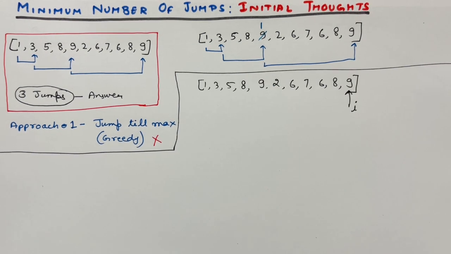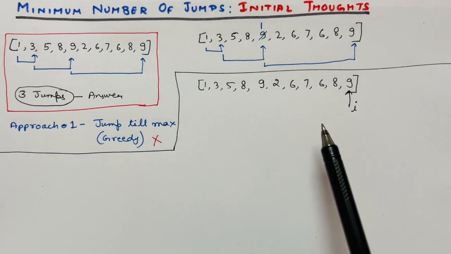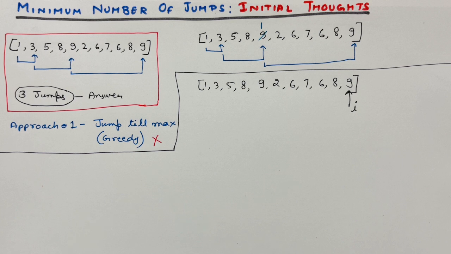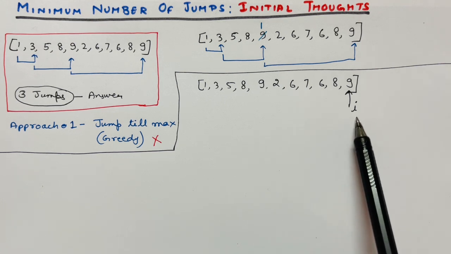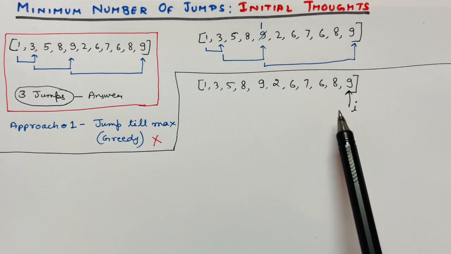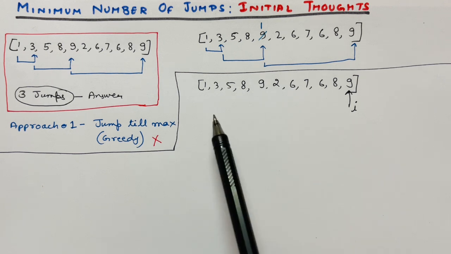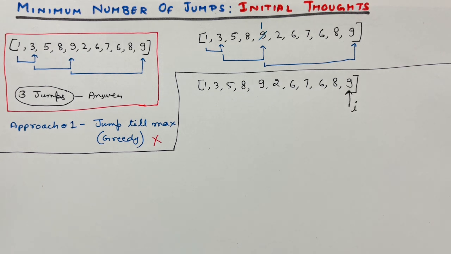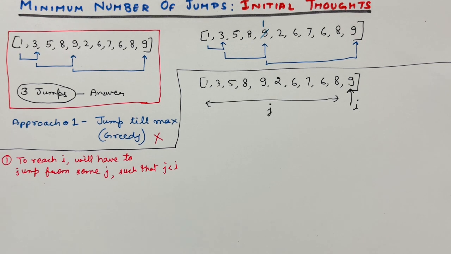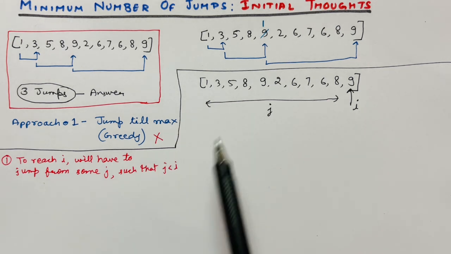Since our greedy approach is not working, let us think some more about this problem and make some observations. So our aim is to reach the last index. Let us call this index i. Now, to reach this last index, we will have to make a jump from any previous index. For example, we can jump from here or here or here or here. So this is our first observation. This is pretty simple, that to reach an index i, we will have to make a direct jump from some index j such that j is less than i. j can range from this to this anywhere.